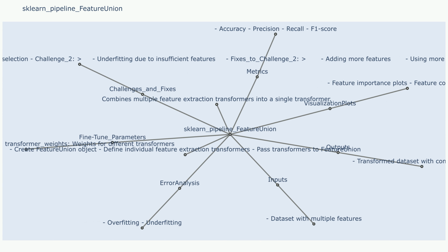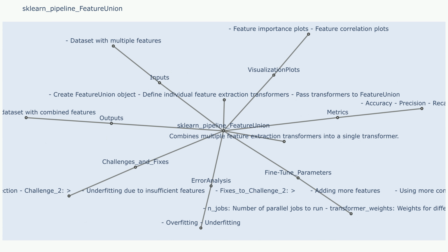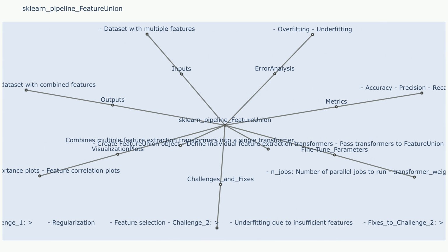Fixes to challenge 1. Use regularization techniques like L1 or L2 regularization to penalize complex models. Use cross-validation to find the optimal hyperparameters for regularization. And consider feature selection methods to reduce the number of features generated by feature union.